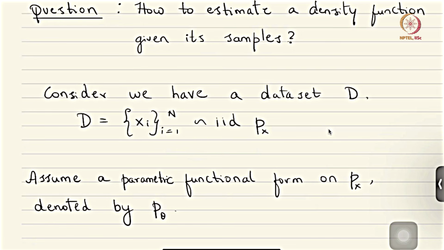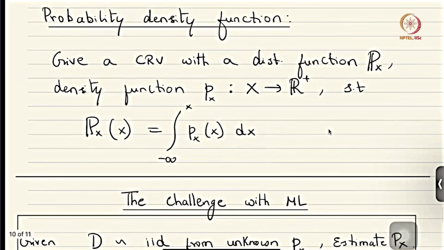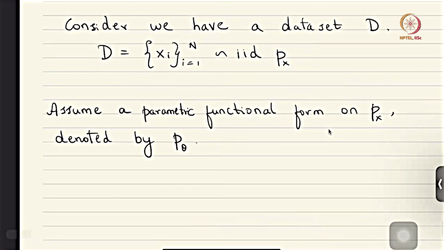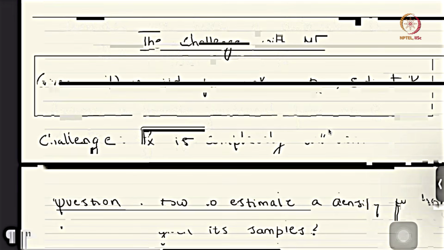What we say is, let me assume that my underlying density comes from a parametric family of functions, call it p theta. Please remember, what are we trying to estimate? We are trying to estimate a function from the range space of the random variable to R plus, by definition. And we assume that this function has a particular parametric form p theta.